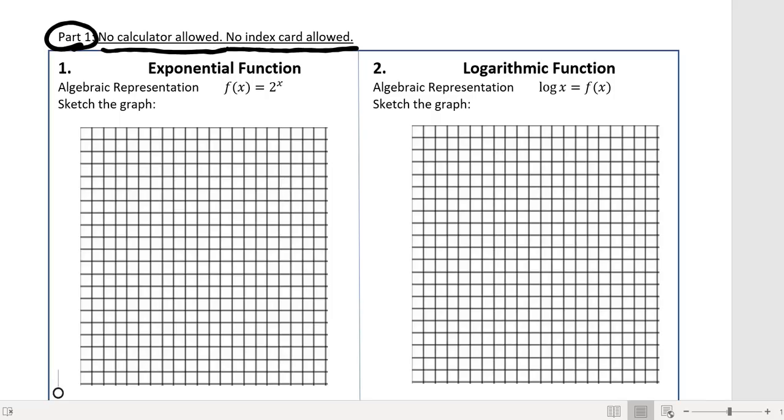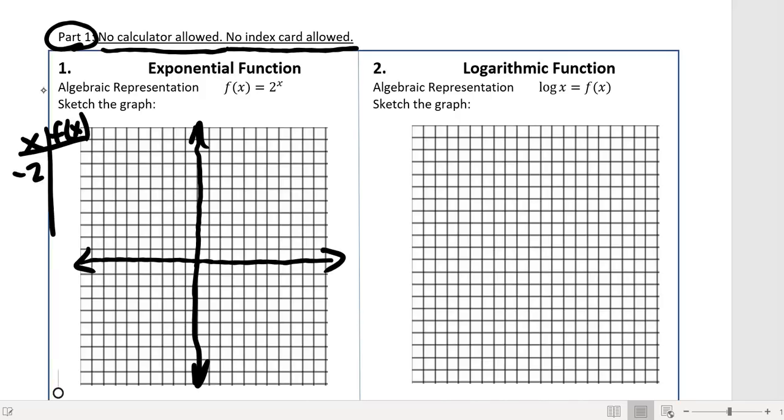So for this first problem, you're going to draw your own X and Y axis, just like on test 1. And you're going to make a table of values to help you put in the curve. Let's see, when I have an X of -2, that's 2 to the -2, which is the same thing as saying 1 over 2 to the 2, or 1/4. And then 2 to the -1, similarly, will be 1/2.